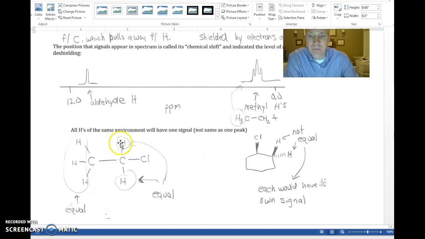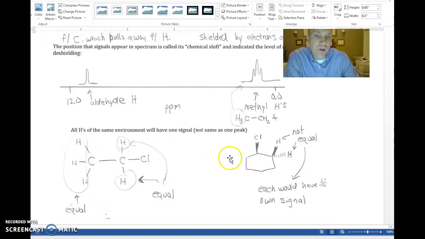Also, these 2 hydrogens right here are going to be equal as well. In terms of why that is, it's kind of easy to explain. If you realize that you can rotate around this bond right here, you could rotate it so that this hydrogen would be in the exact same place that this one is. So it's kind of easy to see how these guys are all the same.